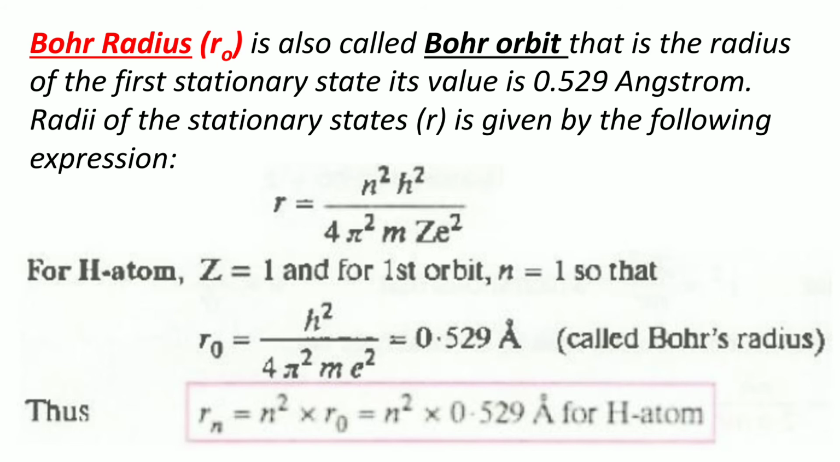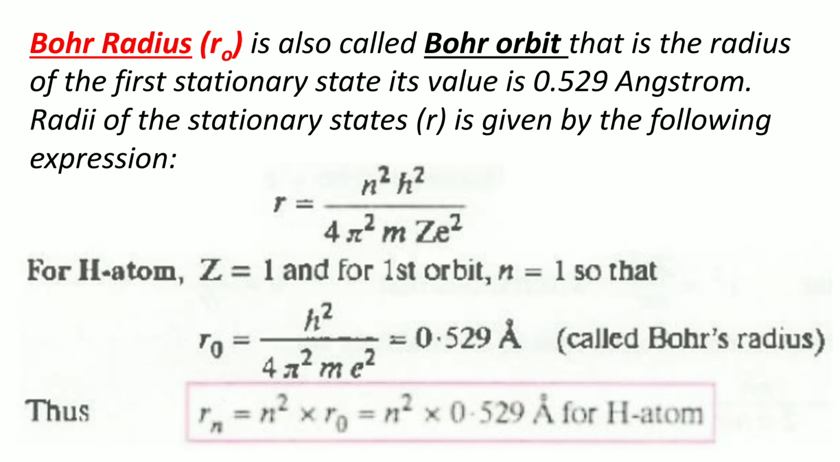That was calculated by this formula, and this expression is given here, where the radius of the atom is equal to n square h square upon 4 pi square m z e square. For the hydrogen atom, its atomic number, that is the Z value, is 1 for the first orbit, because one electron is present in the atomic structure of hydrogen, and that is present in only one shell. Its principal quantum number is 1. So the small n value is 1 and the Z value is also 1 for the hydrogen atom.